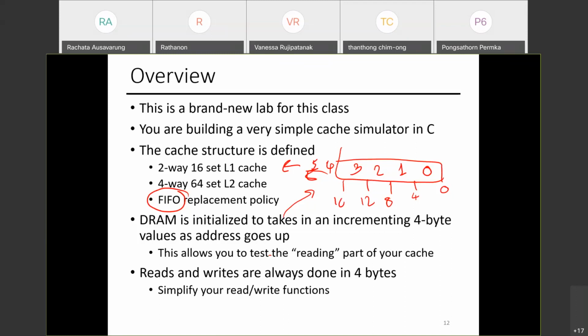Read and write, I would also assume that it's always in 4-byte chunks. This allows you to simplify. Basically, this is like a simplified version of the cache. It allows you to simplify the read and write functions. So that's an overview.